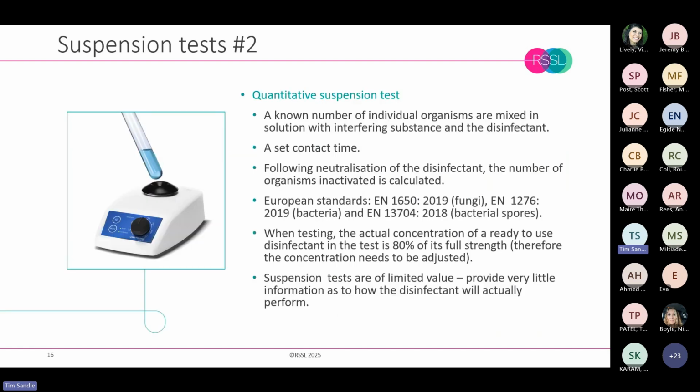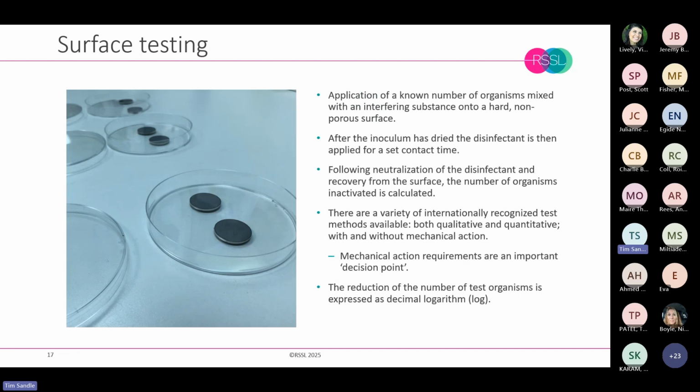So, as I mentioned, we would challenge individual organisms with individual solutions of the disinfectant at our chosen concentration for a particular time. We'd stop the reaction with a neutralizer. And also what we need to note is that when testing, because we have to do a dilution step, the actual concentration of a ready-to-use disinfectant is tested at 80% of its full strength. So either we accept that, or we would need to perform an adjustment to the concentration.